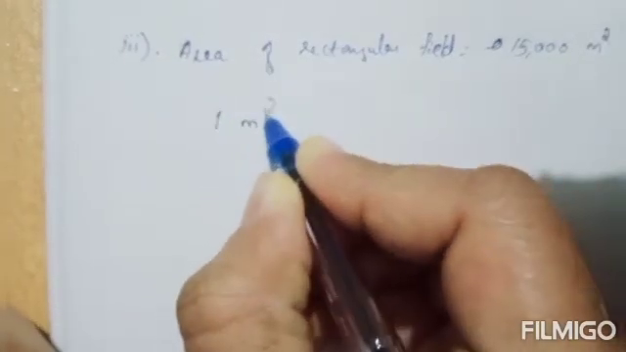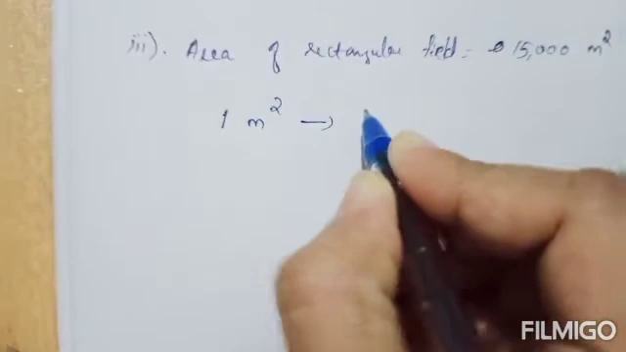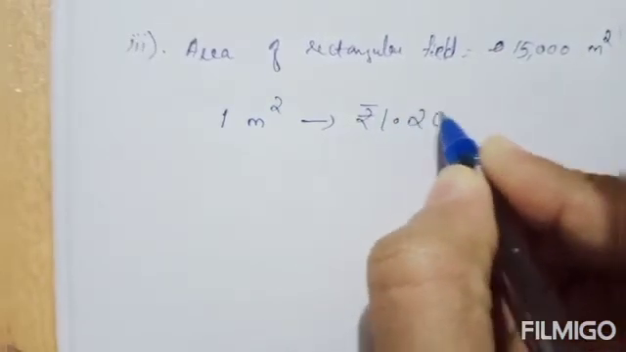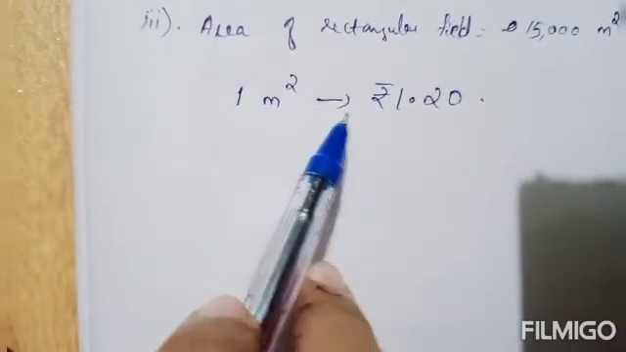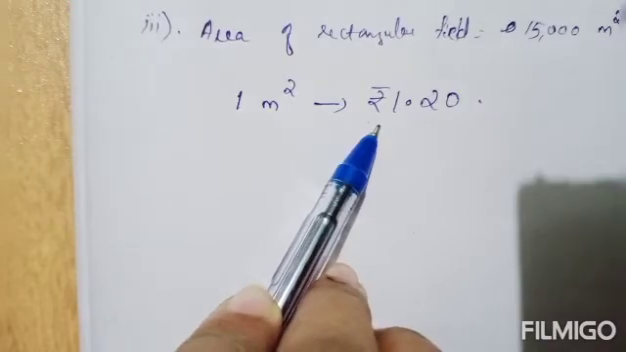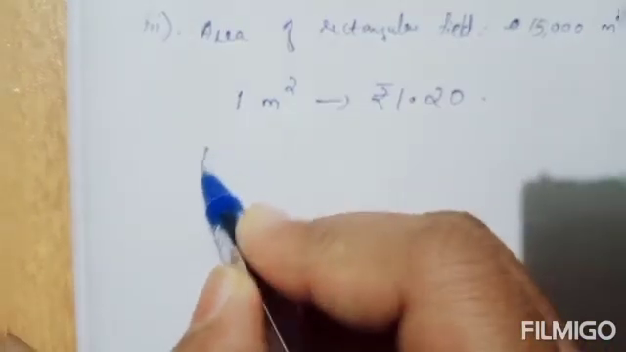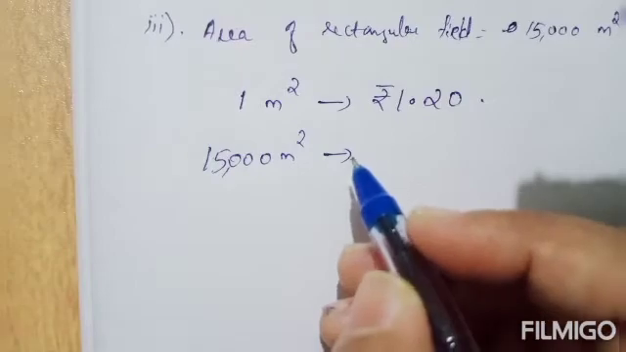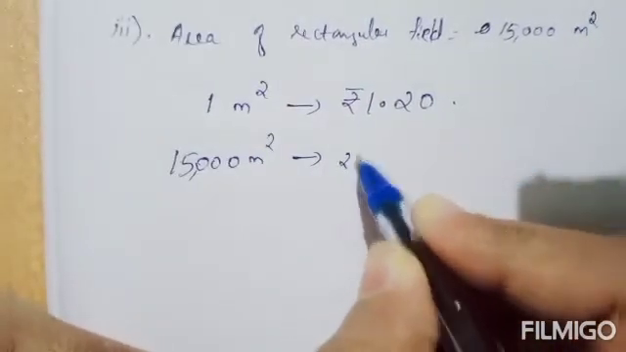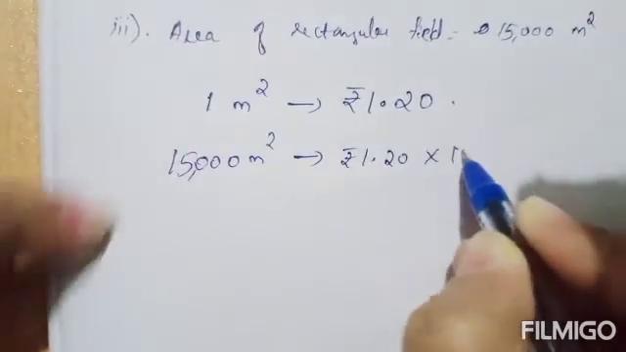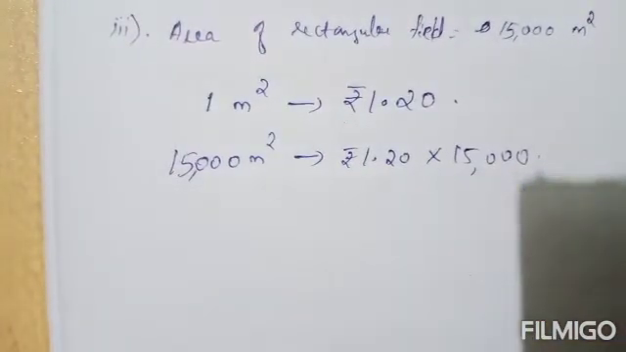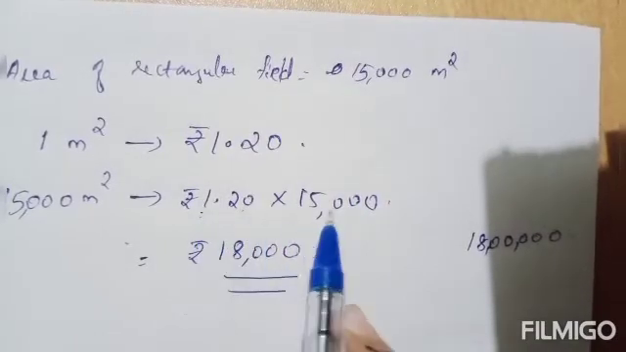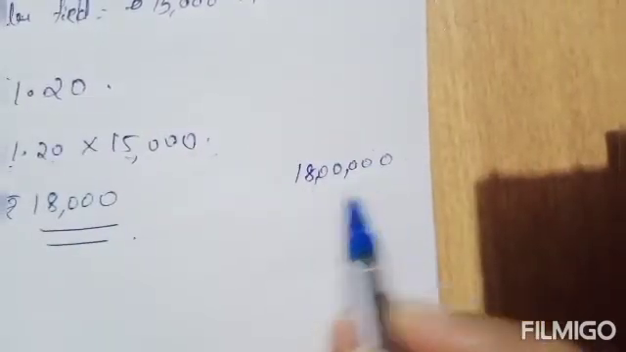Now what is the rate given? For plowing 1 square meter, the cost is rupees 1.20. So for plowing 15,000 meter square, that is the total area of the rectangular field, how much does it cost? How can you find it? Rupees 1.20 into 15,000. On multiplying 120 into 15,000, you will get 18 lakh.